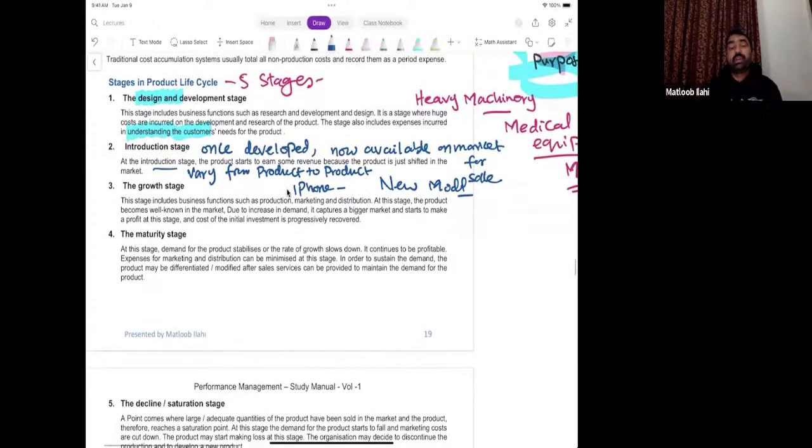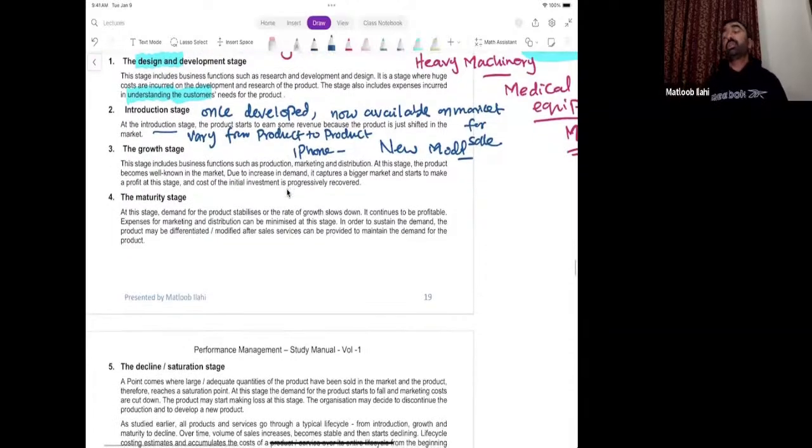Growth stage is there. Once the product has got established and now more and more customers started knowing the product, so now the product sale will increase. This is called the growth stage. So if we go through the notes, this stage includes business functions such as production, marketing, distribution. At this stage, the product becomes well known in the market. Due to increase in demand, it captures a bigger market and starts to make a profit at this stage. And the cost of the initial investment is progressively recovered.